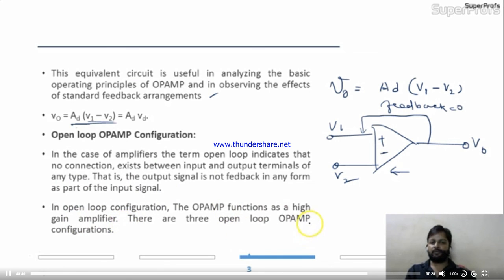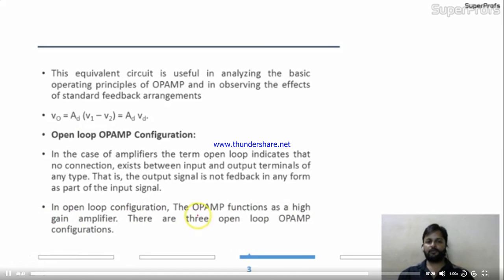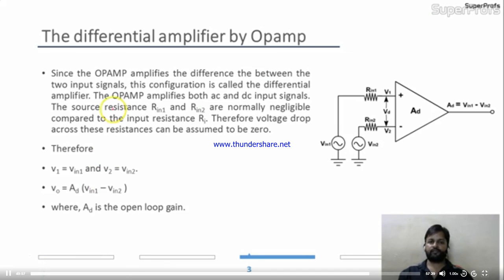In open loop configuration, the Opamp functions as a high gain amplifier. There are 3 open loop Opamp configurations. The first is the differential amplifier by Opamp.